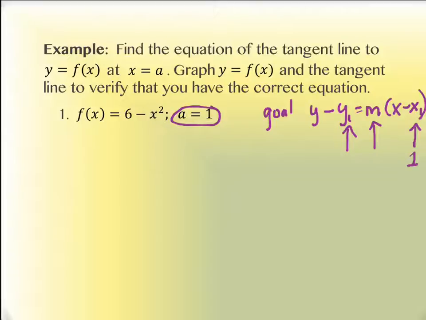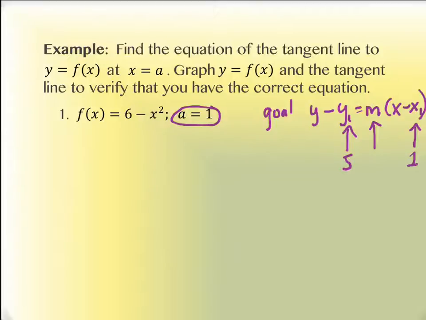So if I plug in 1 for x into 6 minus x squared, what's y going to be? Positive 5, I think. Yeah, because the 6, yeah, it's switched. All right, so the y value is going to be 5. So I actually know the y1 and the x1 value. m is the only thing I have to find, really. So this is not calculus so far, but we're about to do the calculus part of it.